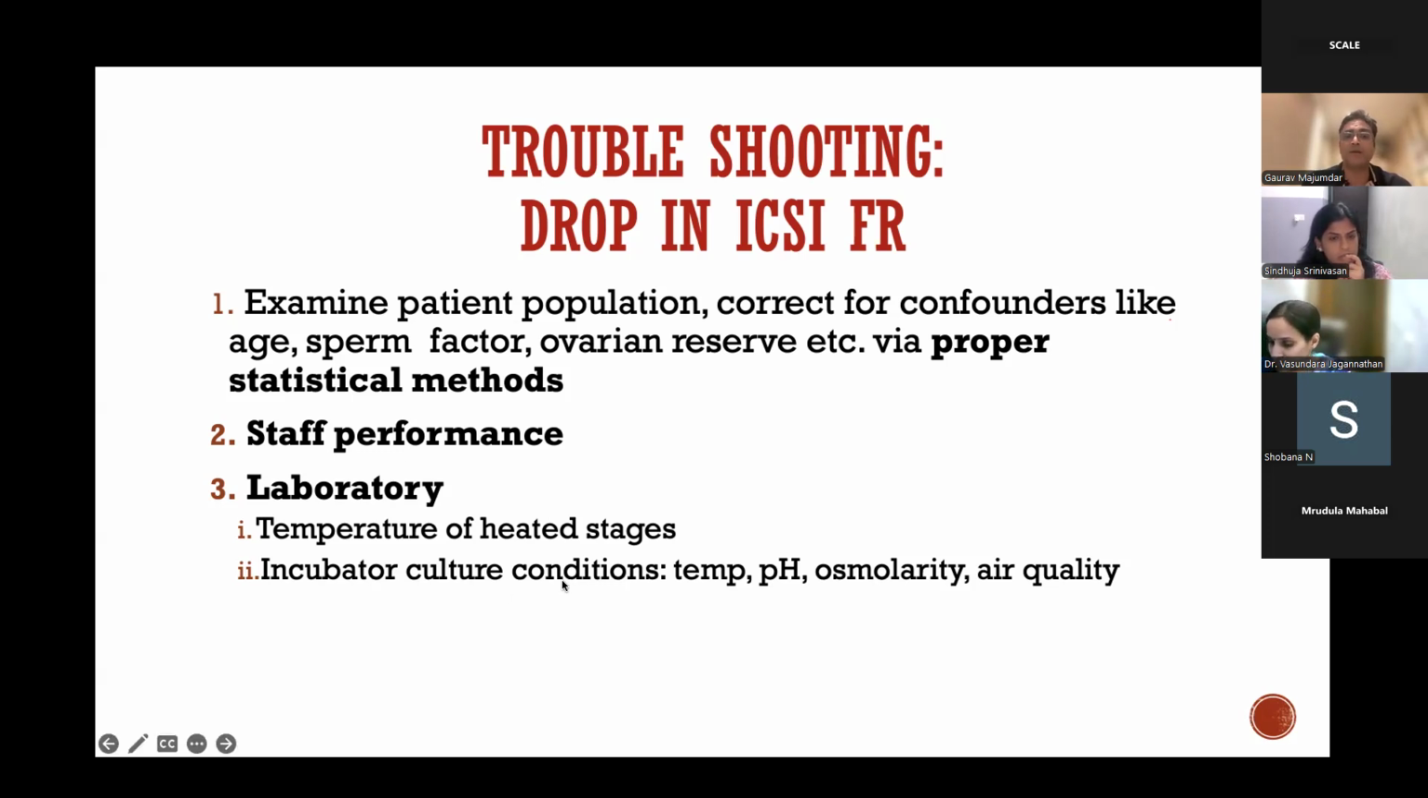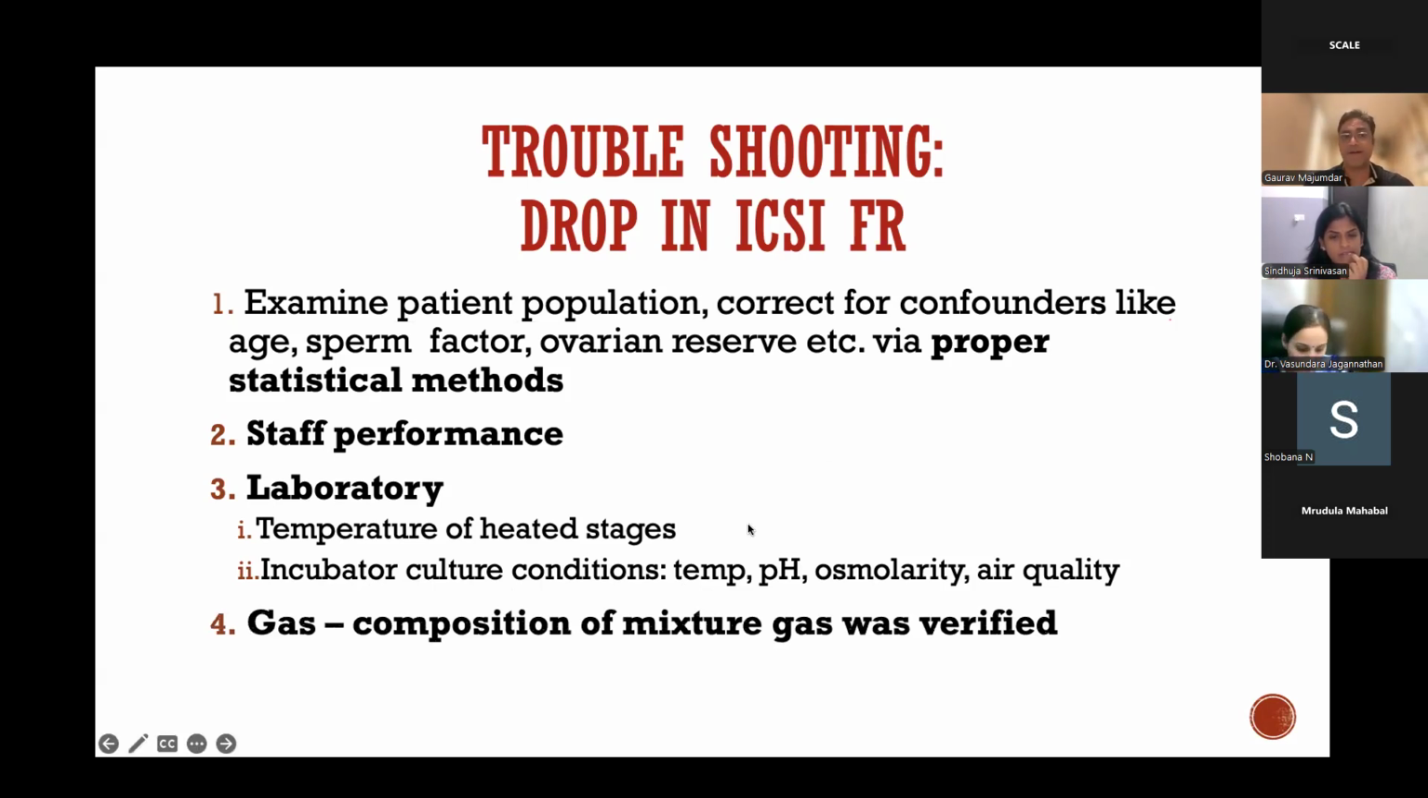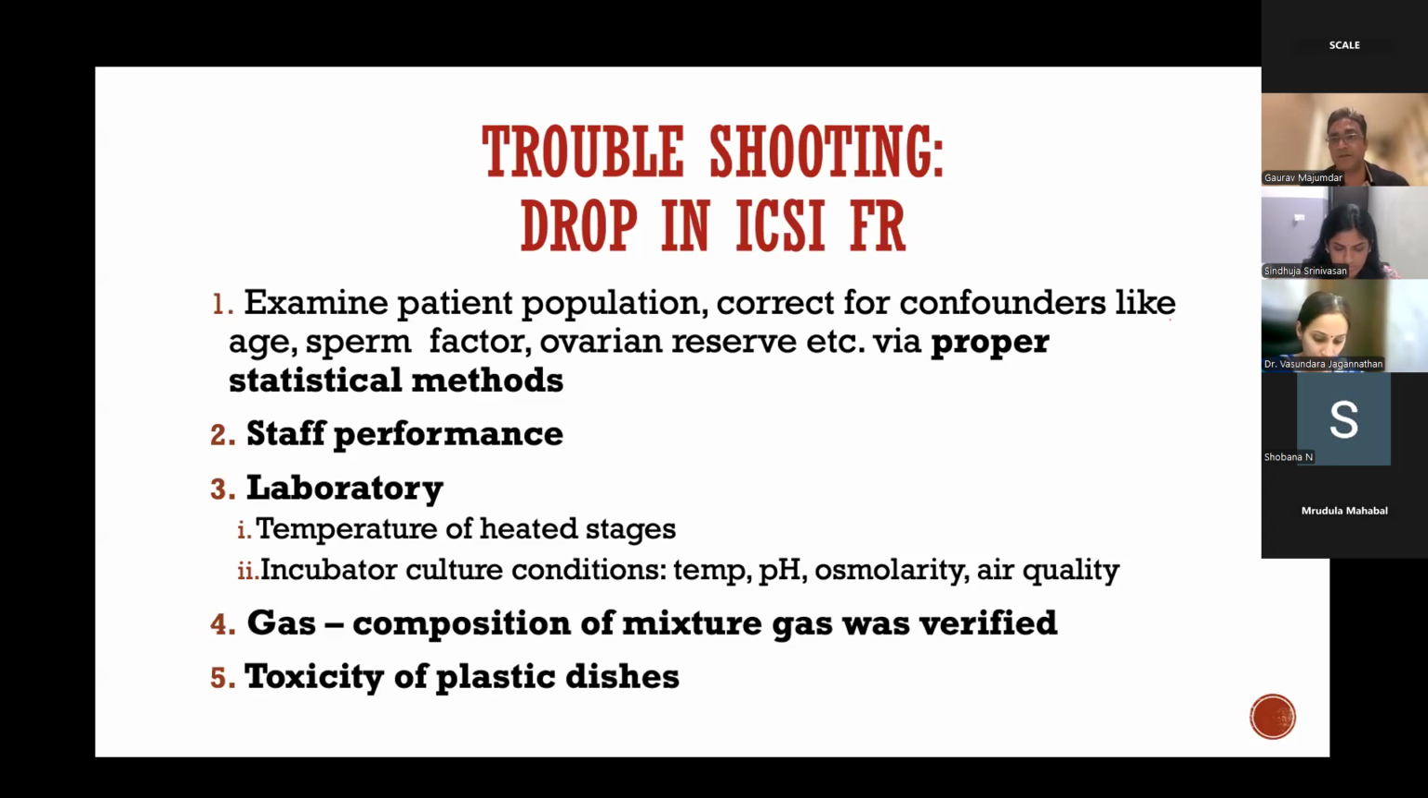And then you look at the incubator culture conditions, where you check temperature, you check the culture media, the pH, osmolarity, air quality. And then finally you again make sure that the composition of the gas mixture is verified, because gas is one variable which keeps changing every month. And finally, and in my experience the most vital, is toxicity of the plastic dishes or the utensils or the consumables being used. Because we know that this is a very, very crucial variable which can affect fertilization rate.